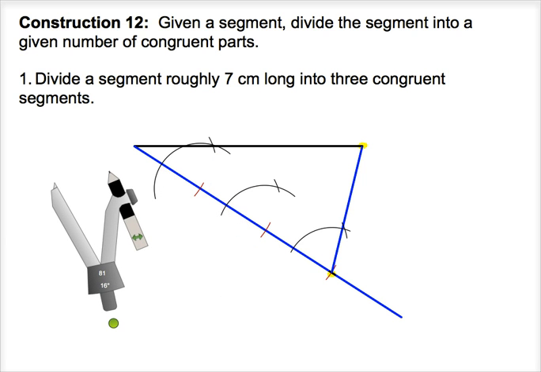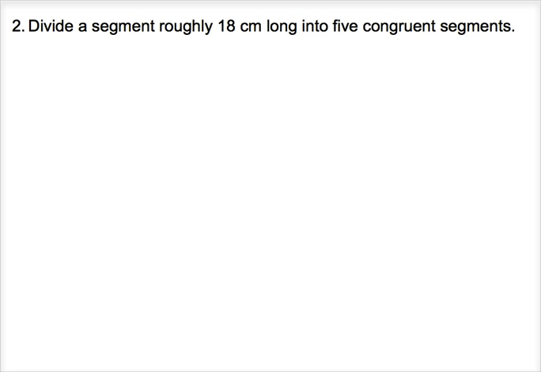And now that I've copied the angles, I just need to draw them in. And now I've cut my original segment into 3 congruent pieces. Problem 2, divide a segment roughly 18 centimeters long into 5 congruent pieces. So it's the same process. I'm going to have a longer piece, and I want to divide it into 5 segments this time.